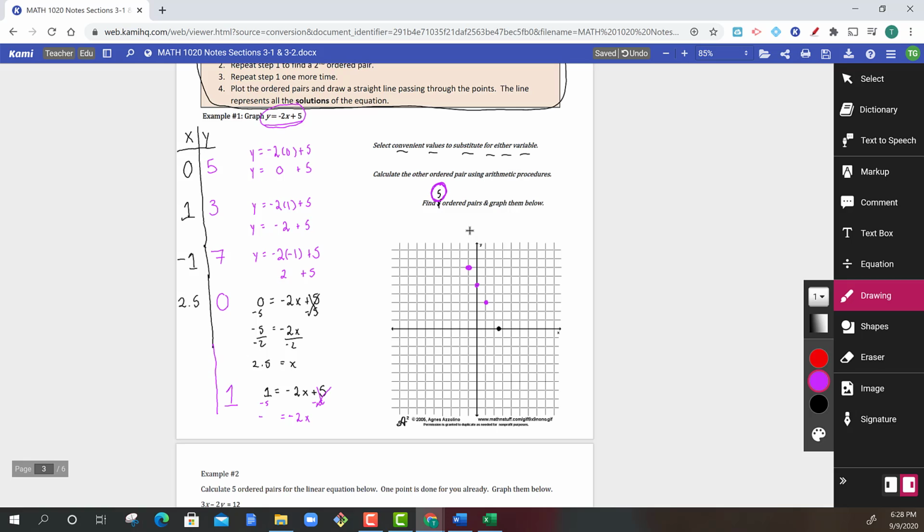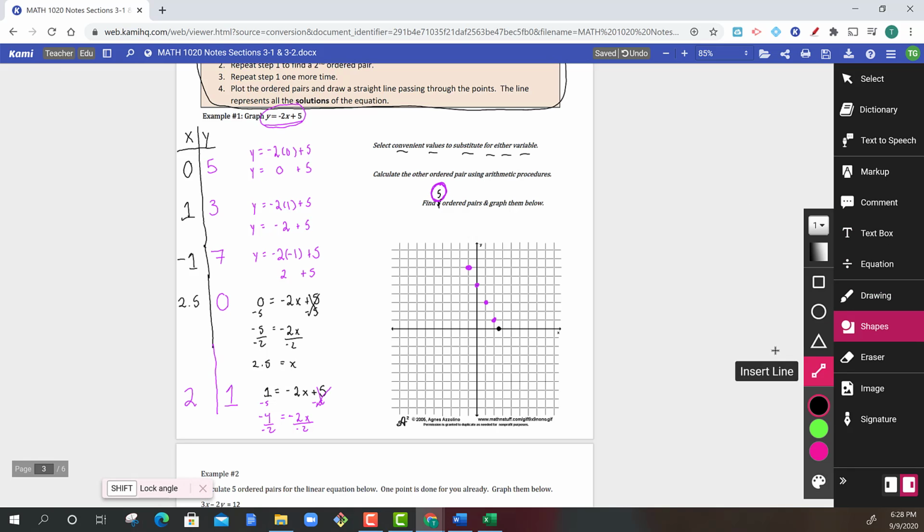So we want you to see it does not matter which variable you substitute convenient values in for. May make it a little bit easier in some cases. But as you can see, there's your points. We can now graph our line. I don't think I have an official line tool. This will work.